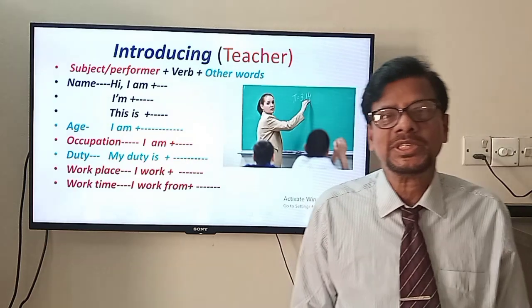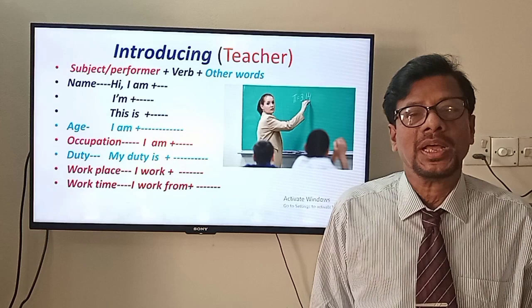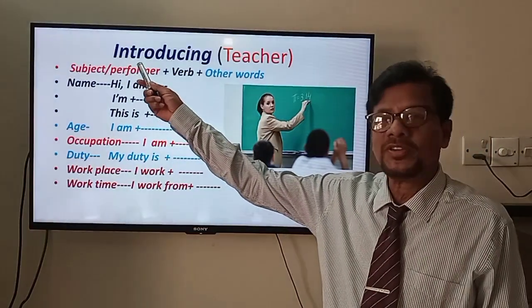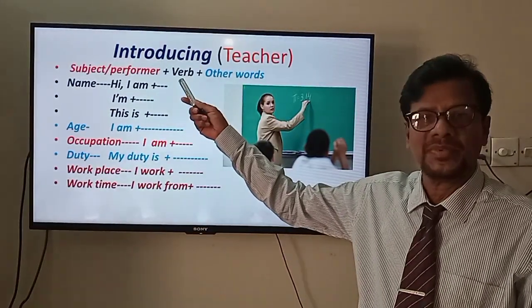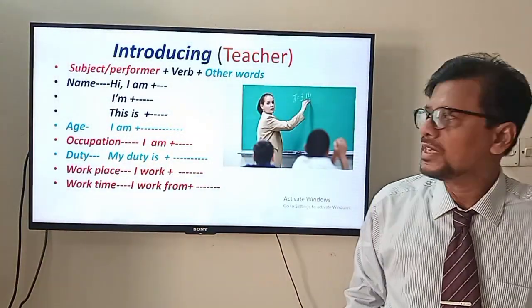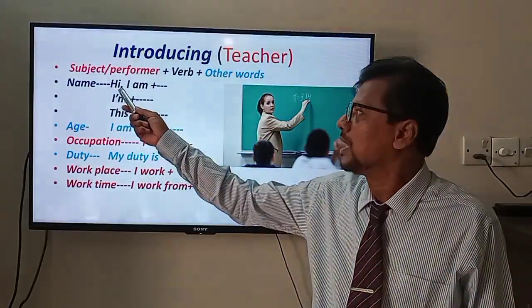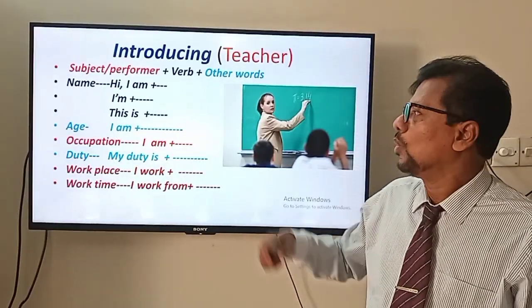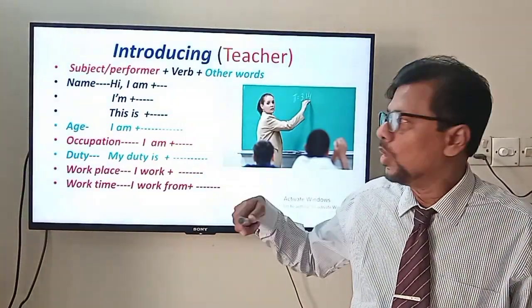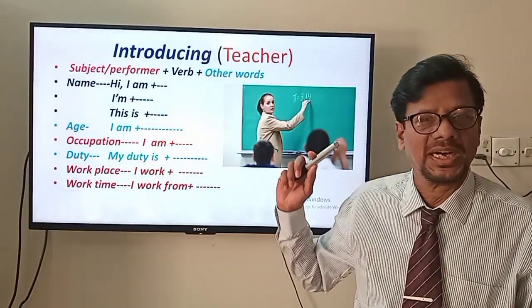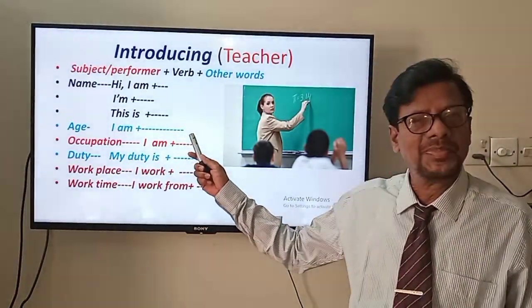Viewers, suppose you are a teacher, how can you introduce yourself? You can introduce yourself by following the structure: first subject, then verb, then other words. At first, you have to say your name. You can start, hi, I am Jessica, or in contraction form you can say, I'm Jessica, or you can say, this is Jessica. Then comes age, I am 35 years old.